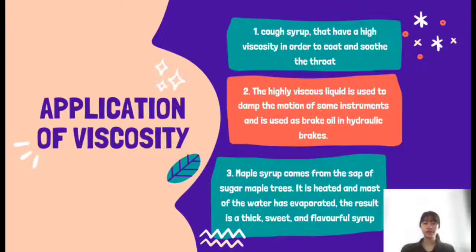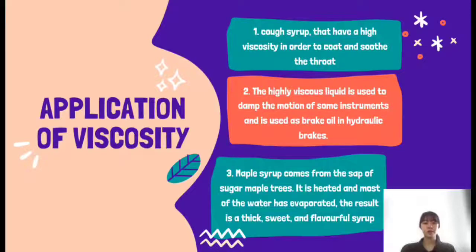Next, let's look into the application of viscosity. There are a variety of applications of viscosity, and these are the three that I found. First one, drug companies manufacture medicines such as cough syrup that have a high viscosity yet are still drinkable in order to cool and soothe the throat.